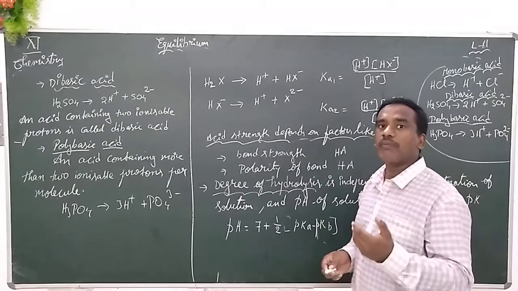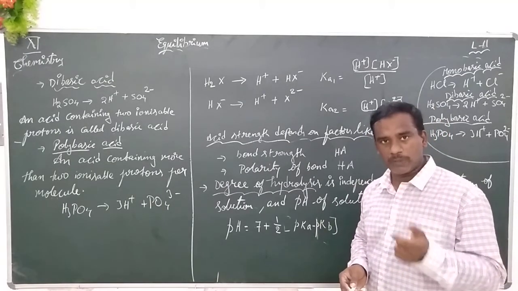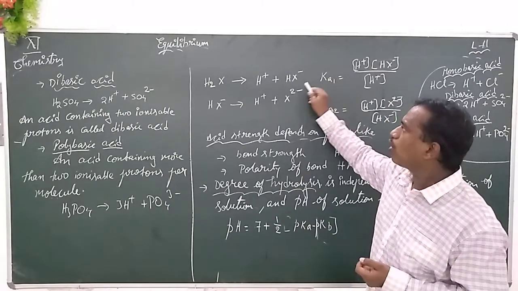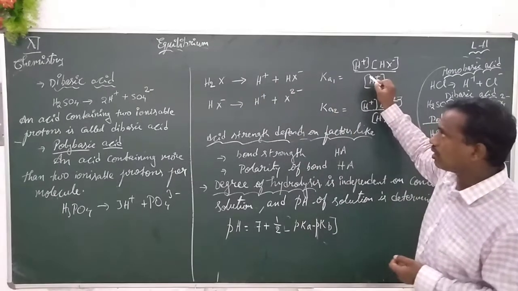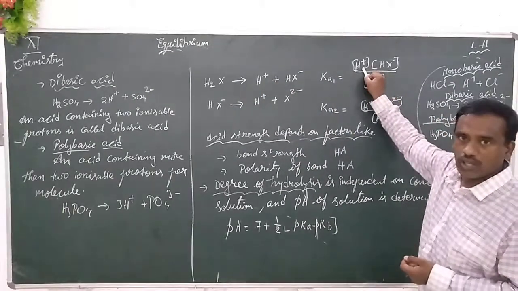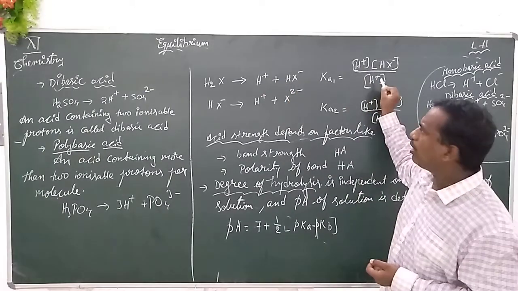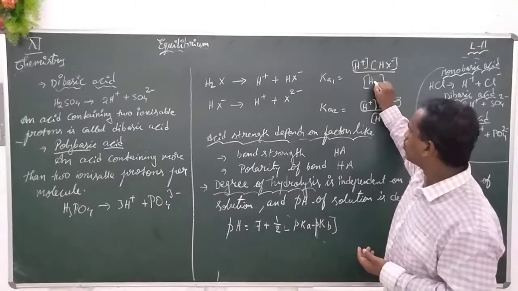For each step, an acid dissociation constant must be calculated. For the first acid dissociation constant, we take the concentration of the products upon the concentration of the reactants. What are the concentrations of the products we have? The concentration of the H plus ions times the concentration of the HX minus ion, upon H2X. In the starting we have H2X.